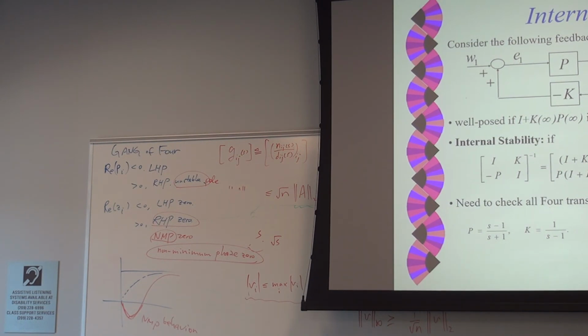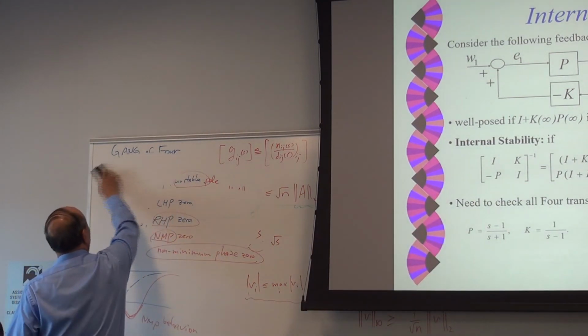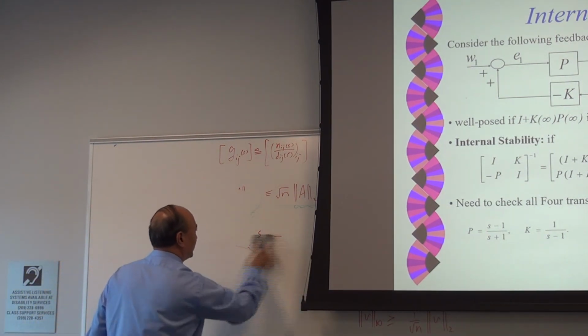So the first thing to check is whether everything is well posed. Well posed is a much weaker condition, okay? And I want you to know about K infinity and P infinity. The meaning of K infinity and P infinity is not very clear to many of you. Let me give you some more insight into K infinity.